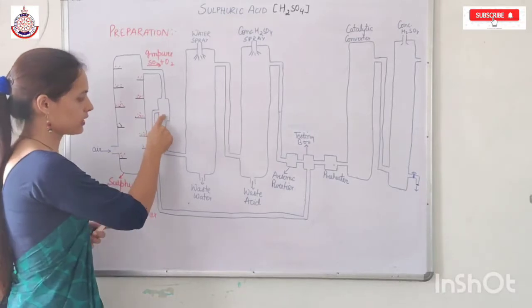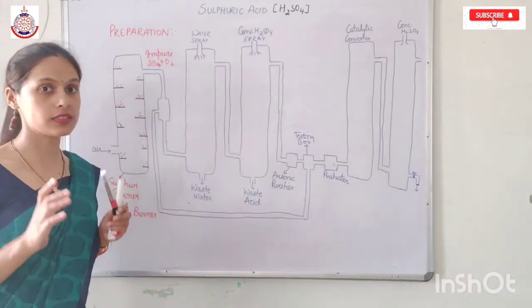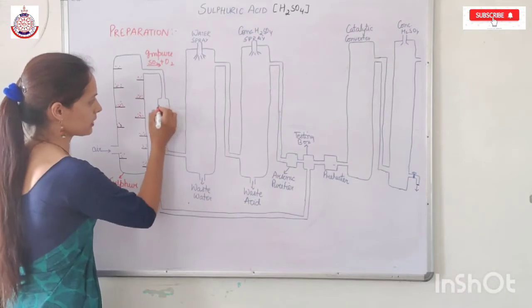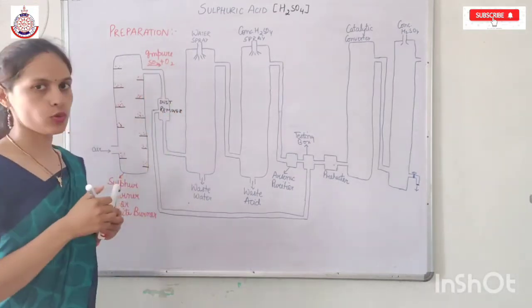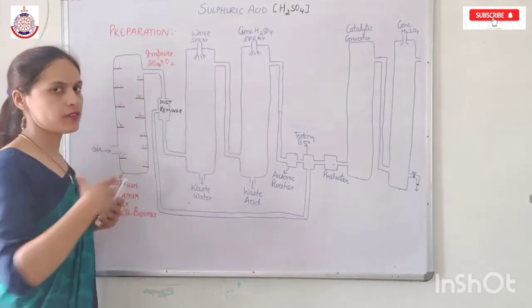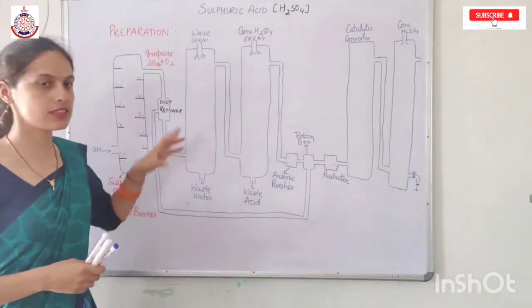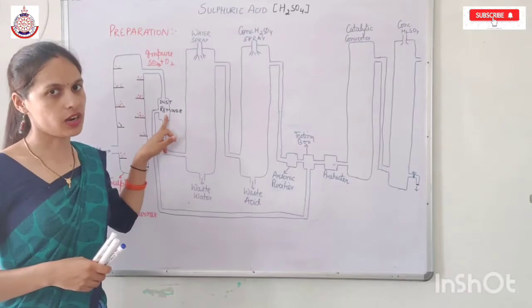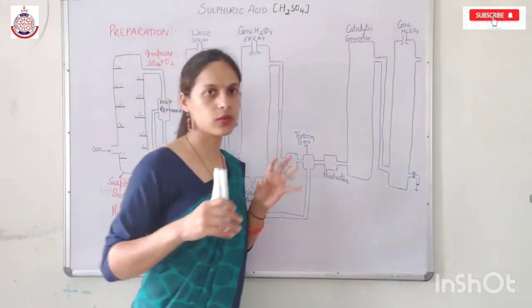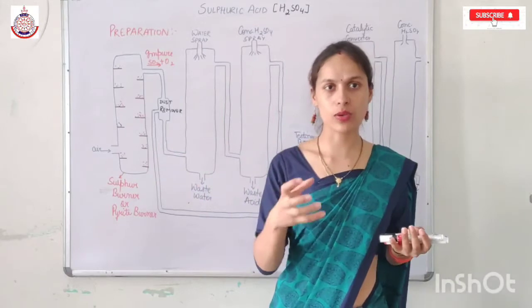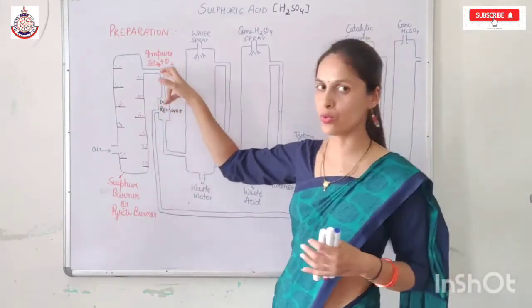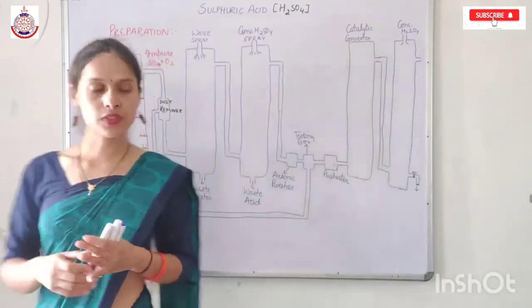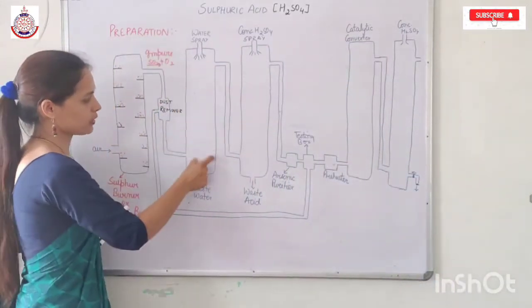Now this one is known as dust remover. The SO2 and O2 which are coming from the previous chamber, if they contain dust, the dust is removed in this chamber by showering with water. We shower a stream of water, and through the stream of water the dust gets removed from SO2 and O2. After the removal of the dust, it will go into the next chamber.